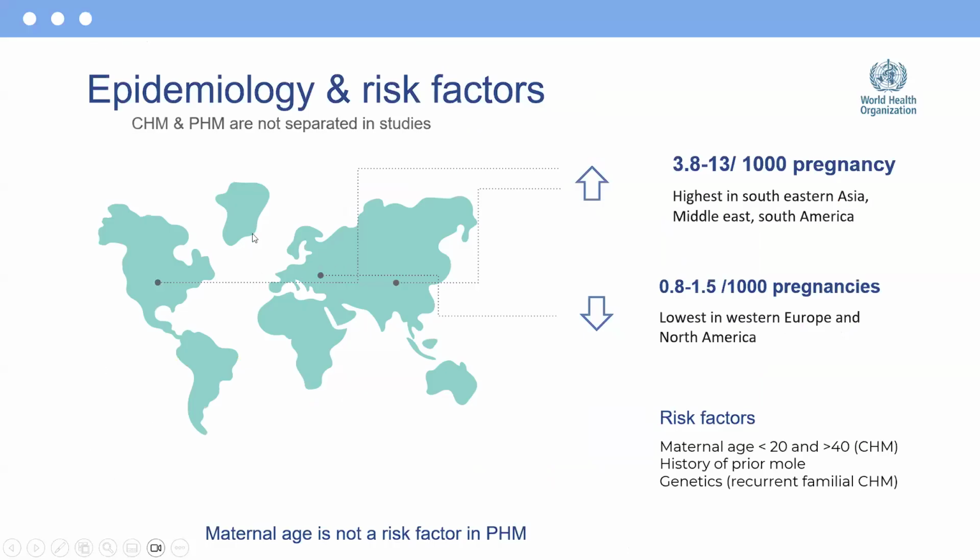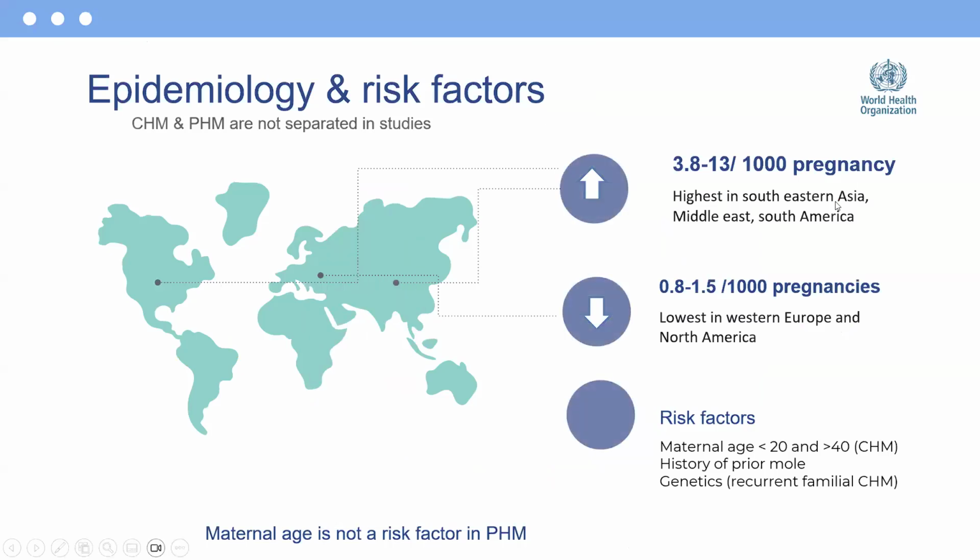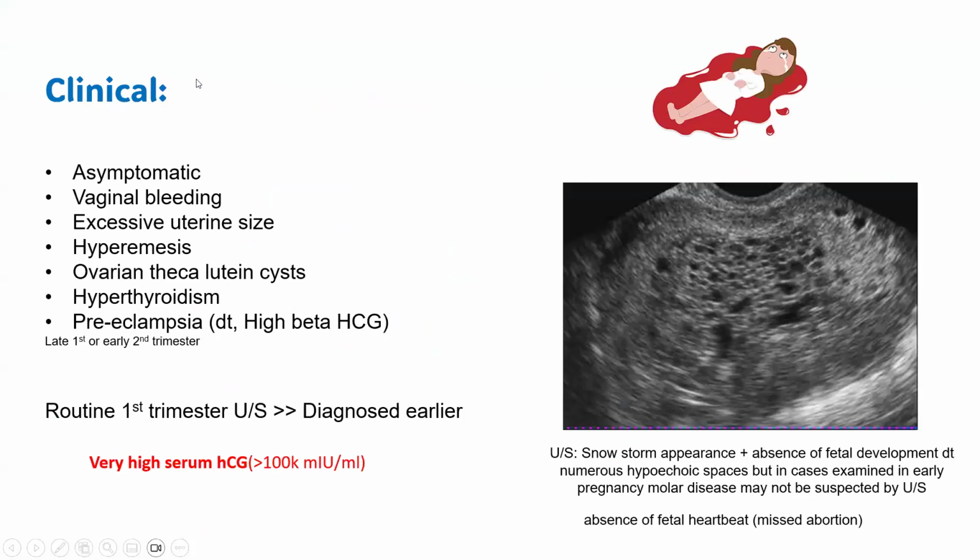What about the epidemiology and risk factors of hydatidiform moles generally? Actually, there are location preferences. They're more common in Southeastern Asia, the Middle East, and South America, rather than Western Europe and North America. Risk factors include extremes of maternal age, less than 20 or more than 40, but this is only for complete mole, not the partial. The history of prior mole is another risk factor, and the presence of genetics or recurrence may be in the bipaternal complete mole.